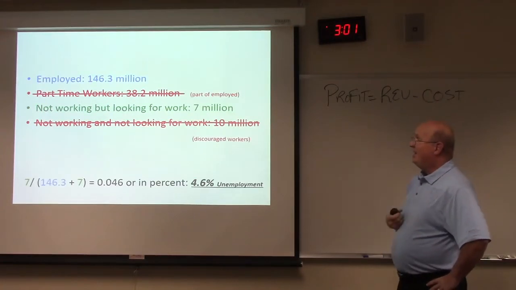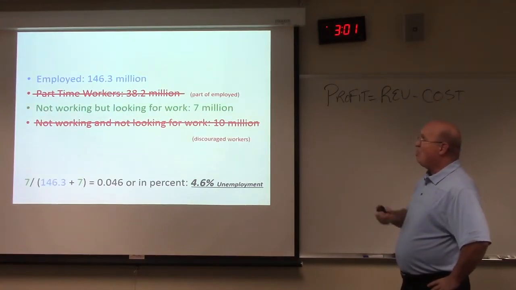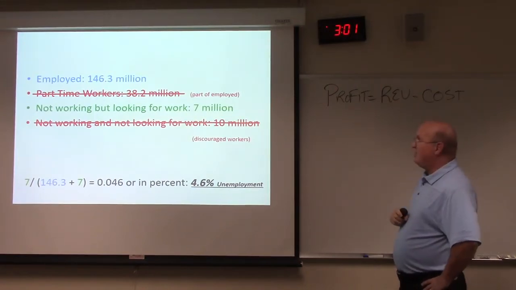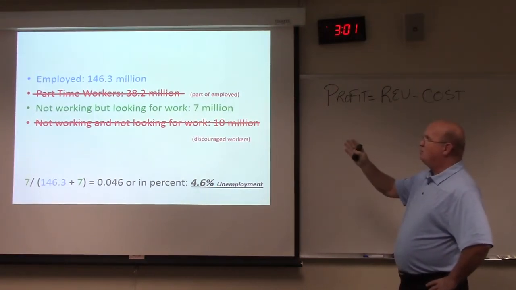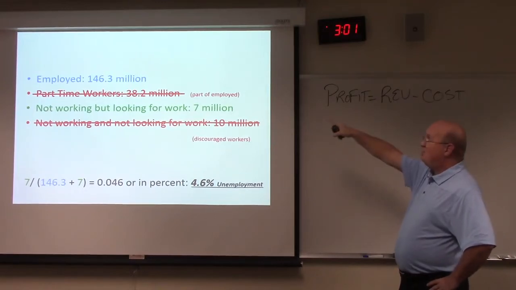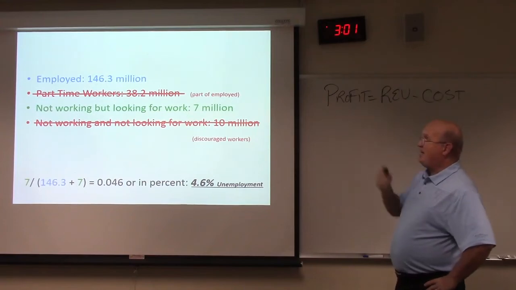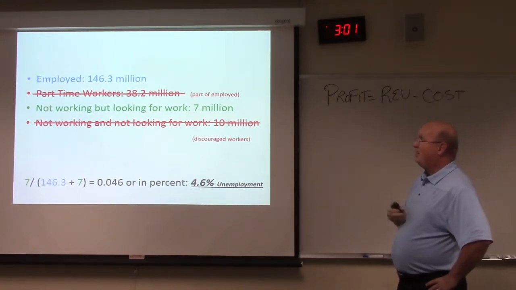Okay, here's what we're looking at. Employed, 146.3 million. Yes, that's one of the numbers we use. Part-time workers. Oops, wait a minute. That's part of the employed number, so it's already in that 146.3.